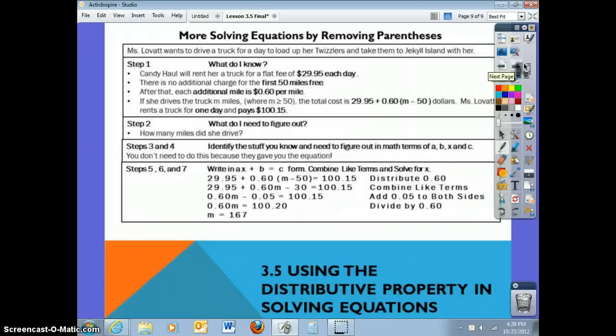All right, so back to Miss Lovett for a sec. Let's do another one. That was just an easy one to show you how it worked. Now let's use a more complicated one and talk about Miss Lovett and the Twizzlers. I also took this problem out of your book, but it actually had to do with a different delivery problem as far as renting a truck, but I just adapted it to Miss Lovett and her Twizzlers to make it more fun.